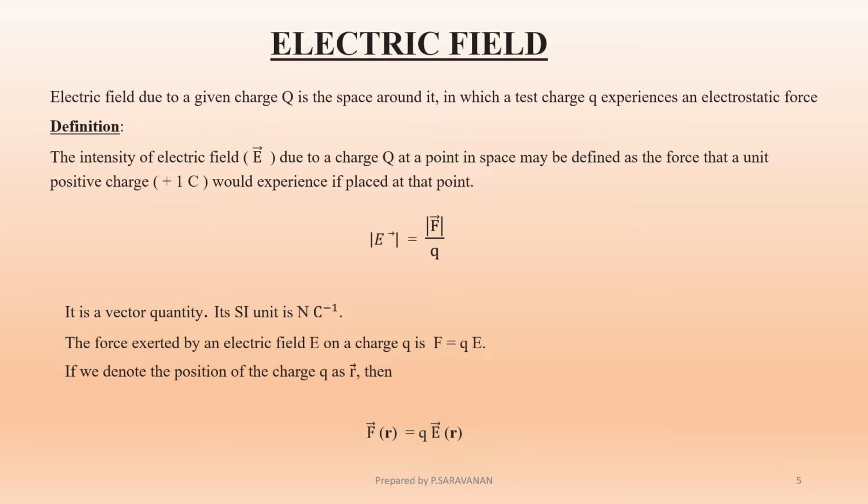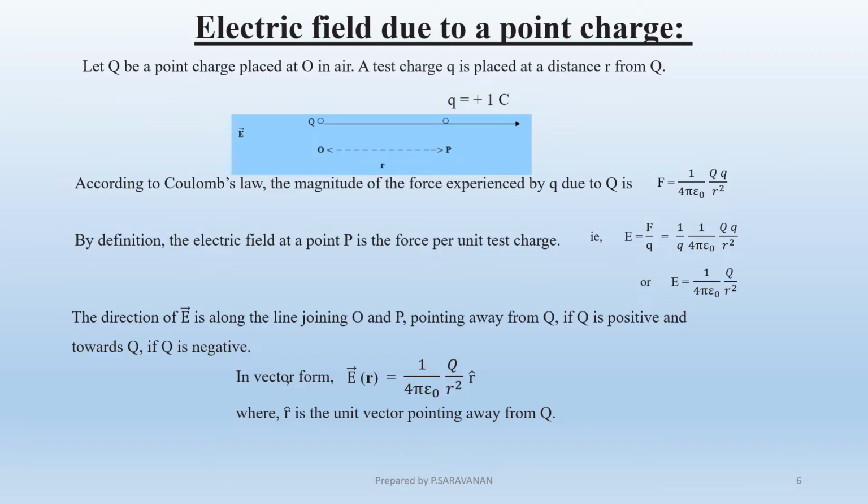The force exerted by the electric field E on the given charge small q is given by F equal to qE. If we denote the position of the charge small q inside the electric field as r vector, then force vector as a function of r is equal to the product of q into E vector as a function of r. Let us now derive an expression for the electric field due to a point charge at a given point.